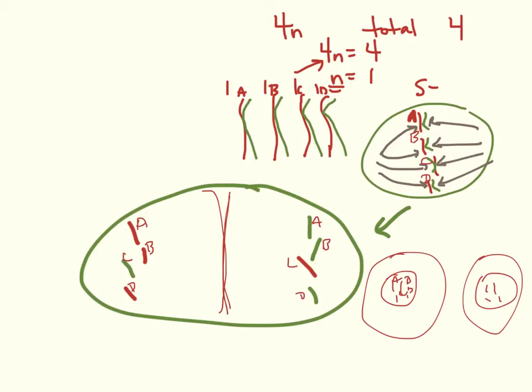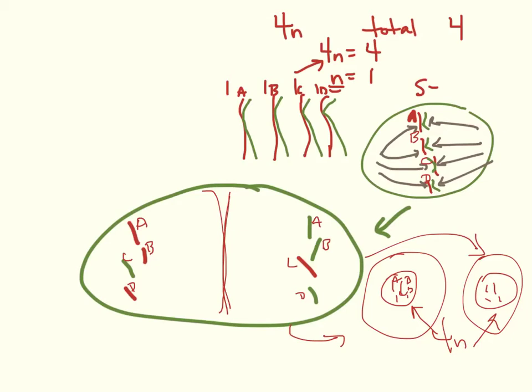So the beauty of this is every time we do mitosis, you end up with exactly the same chromosomes. You have 4N, so there's four chromosomes. The total number of chromosomes is four.